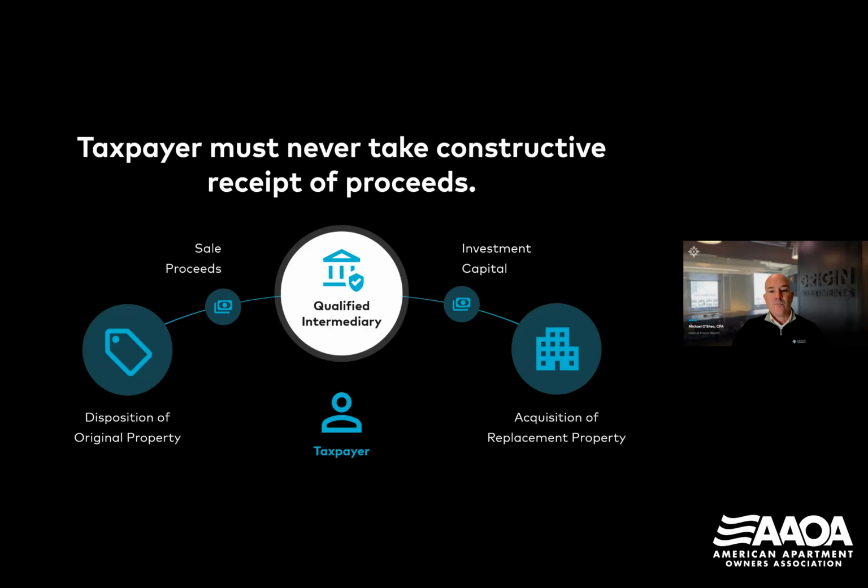So you sell the relinquished property, the sale proceeds at closing get wired directly to the qualified intermediary. And then once you find the replacement property, on that second closing, the QI will actually wire those funds directly to that second closing. So you, as the taxpayer, have actually never touched those dollars.